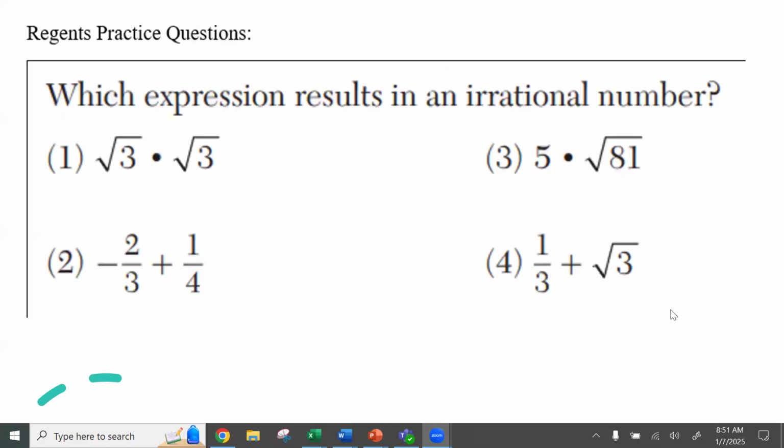This is what the Regents exam will look like. Which expression results in an irrational number? Use your graphing calculators to type these in and see what comes out. Radical 3 times radical 3. Hold on. Oh, come on. I thought I had the screen up.